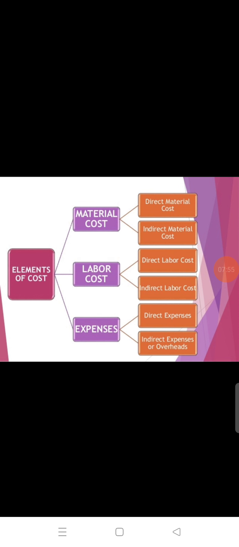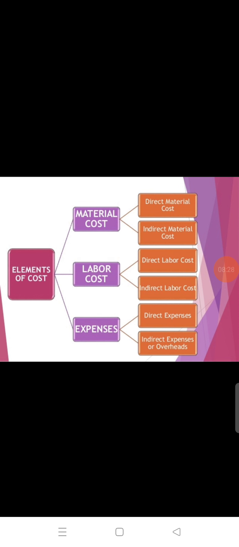Now I will explain direct expenses. All expenses that are directly charged to the production. The expenditure incurred directly for the production is called direct expenses. Examples of direct expenses are excise duty, royalty on production, cost of special drawings and designs, etc.